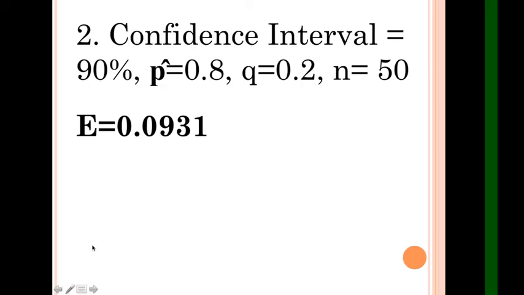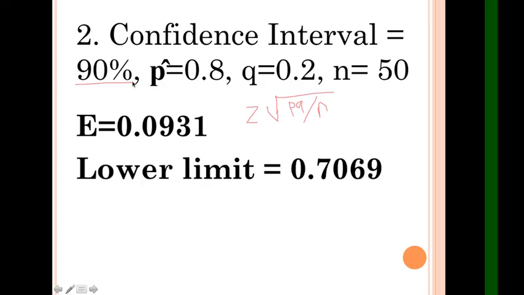So our E is 0.0931. So, paano ito nakuha? Just use the formula. Our formula for this is Z times the square root of PQ divided by N, and you will get 0.0931. Okay, that is 0.8 times 0.2 divided by 50, then get the square root of your answer and multiply your answer by positive negative 1.645 and you will get 0.0931.